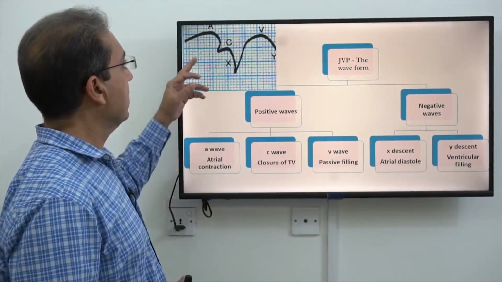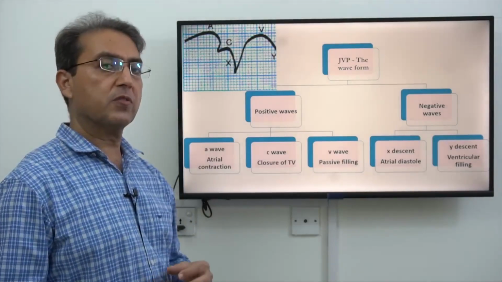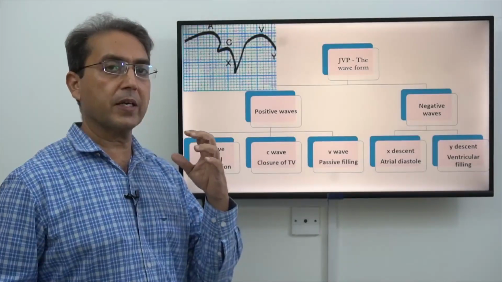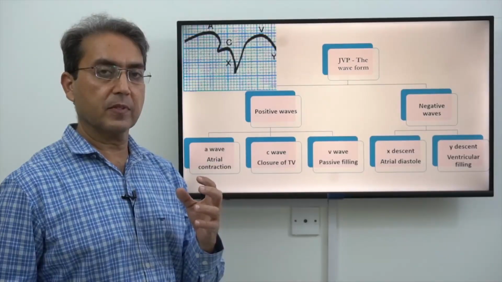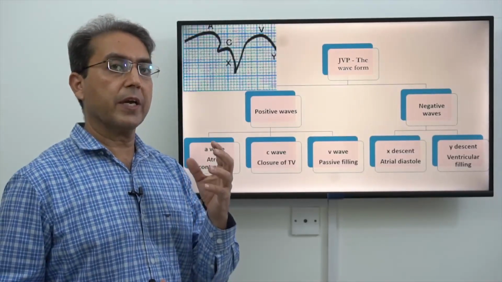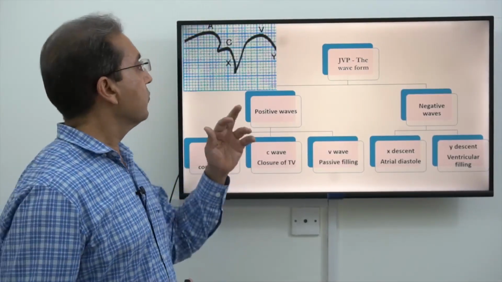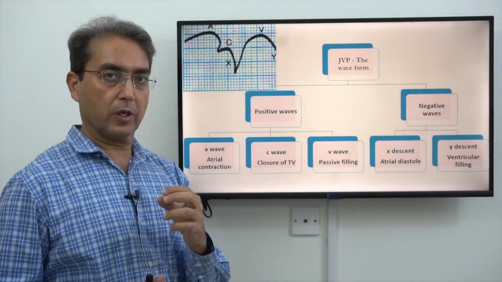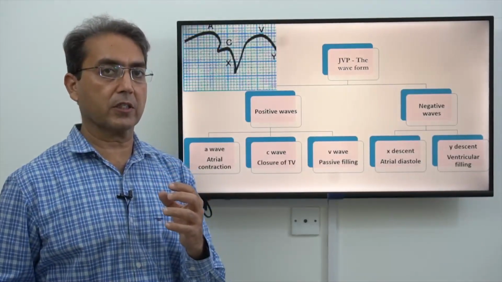Now first one is the A wave. Why is this A wave produced? This A wave is produced because of the atrial contraction. Keep in mind the atrial contractions occur at the end of the diastole, the ventricular diastole. So the atrium contracts and the pressure starts rising in the atrium. So this wave reflects a pressure rising in the right atrium. So A wave in JVP is because of right atrial contraction.